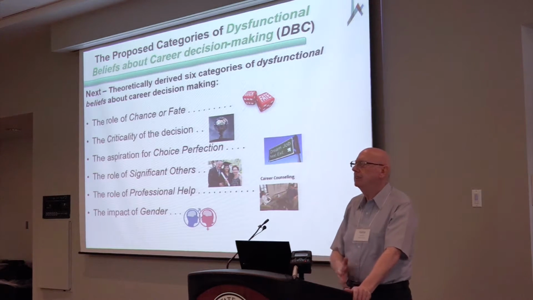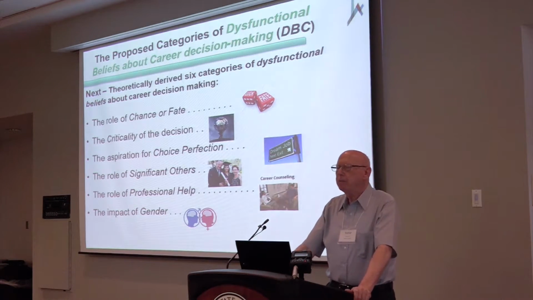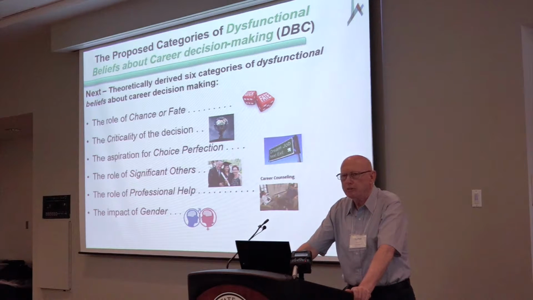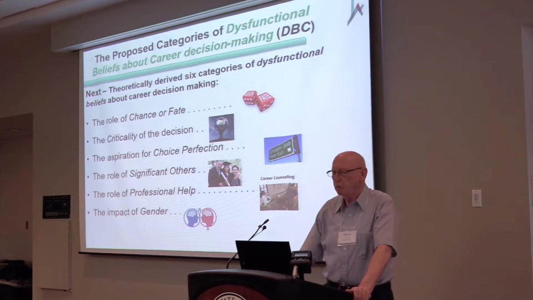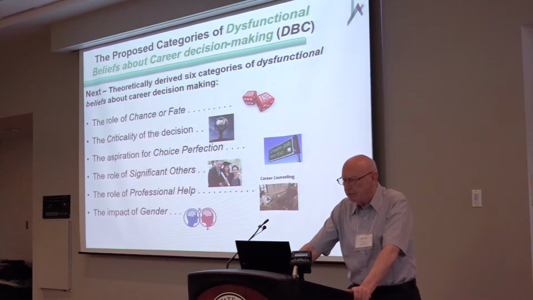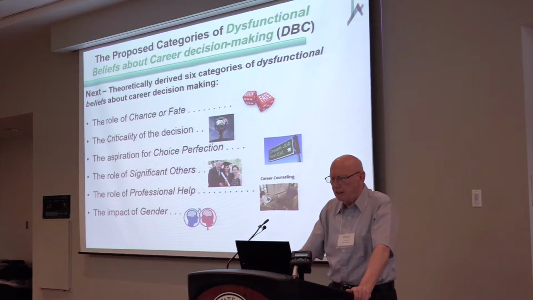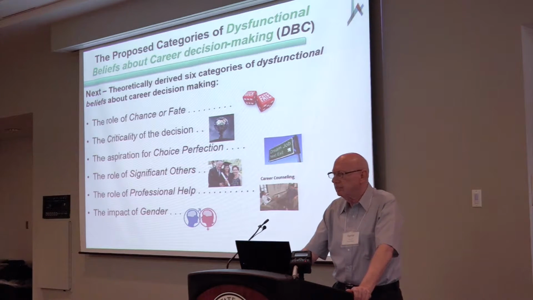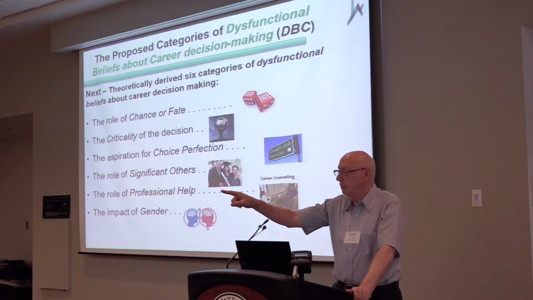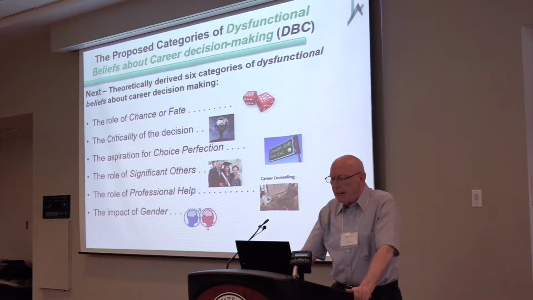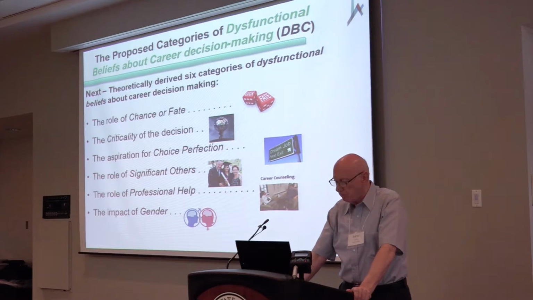So this highlighted that we should invest and try to do something. Analyzing all this data, we came up with 6 categories of dysfunctional beliefs: the role of chance or fate; criticality of the decision, it's a one-time decision; aspiration for a choice perfection; the role of significant others in the decision; the role of professional help, you, the counselor, you will tell me what to do; and the impact of gender.